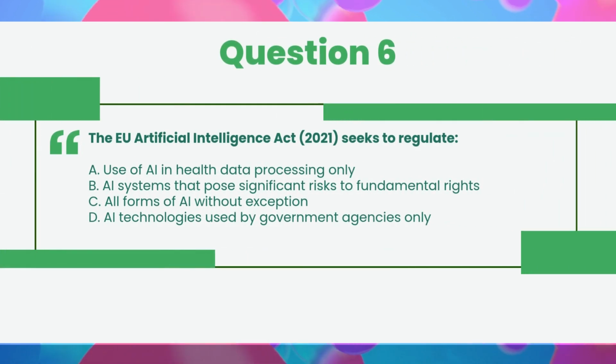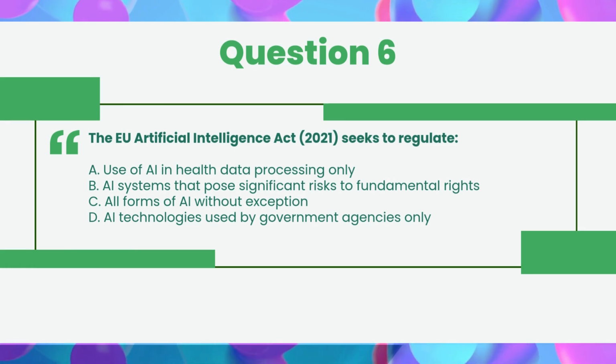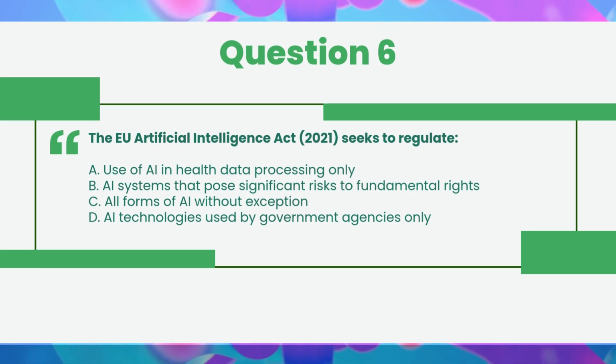Question 6. The EU Artificial Intelligence Act 2021 seeks to regulate A. Use of AI in health data processing only, B. AI systems that pose significant risks to fundamental rights, C. All forms of AI without exception, D. AI technologies used by government agencies only.